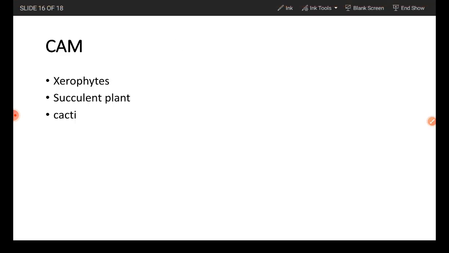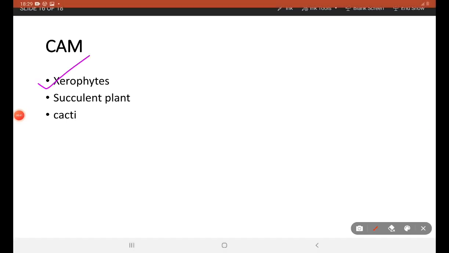First, we are going to see what CAM metabolism is. Crassulacean acid metabolism occurs in xerophytic plants. These plants occur in desert areas, in highly drought conditions. These plants are called succulent plants because they are thorny and grow in water deficient areas. To prevent water loss, these plants are succulent.